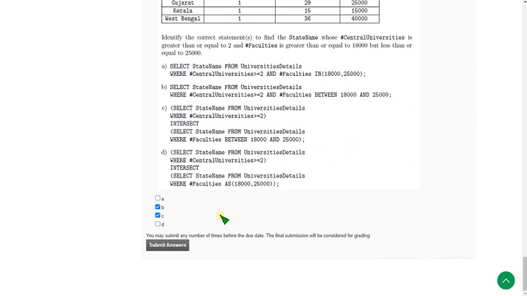So friends, these are the solutions regarding week 2 DBMS assignment.